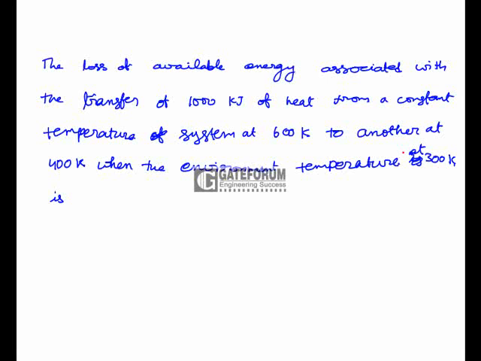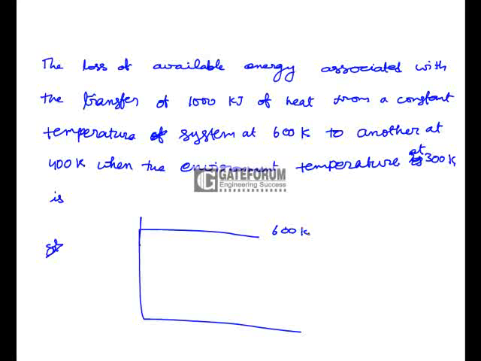Loss of available energy associated with transfer of 1000 kilojoule of heat from a constant temperature system at 600 Kelvin to another at 400 Kelvin, when the environment temperature at 300 Kelvin, is. Here we know that the available energy is nothing but the maximum work obtainable from a system. Here the available energy of the system is 1000 kilojoules at a temperature of, let us say, 600 Kelvin. So at this the heat available is 1000 kilojoules and the environment temperature here is 300 Kelvin.